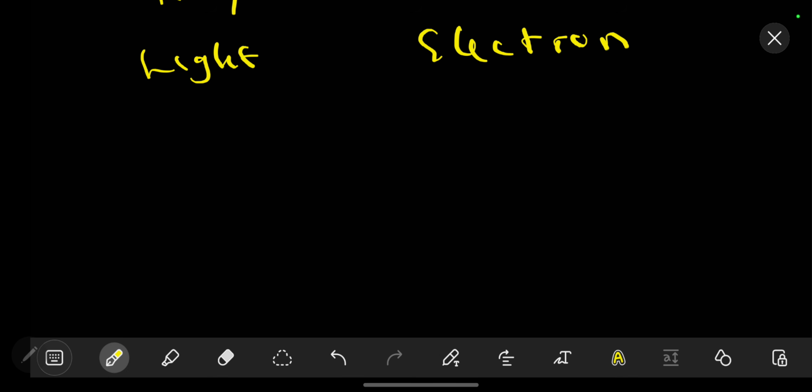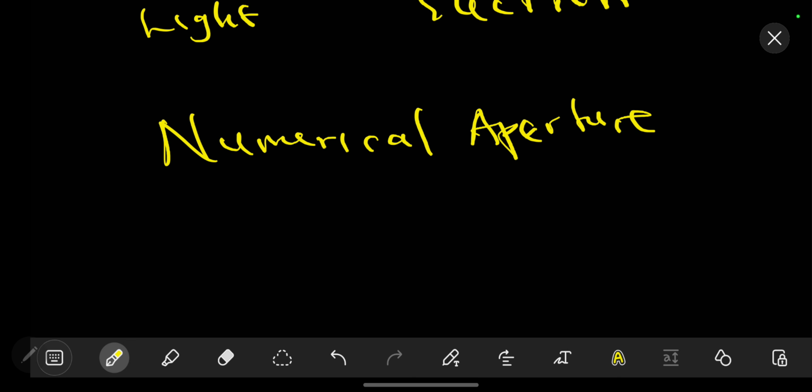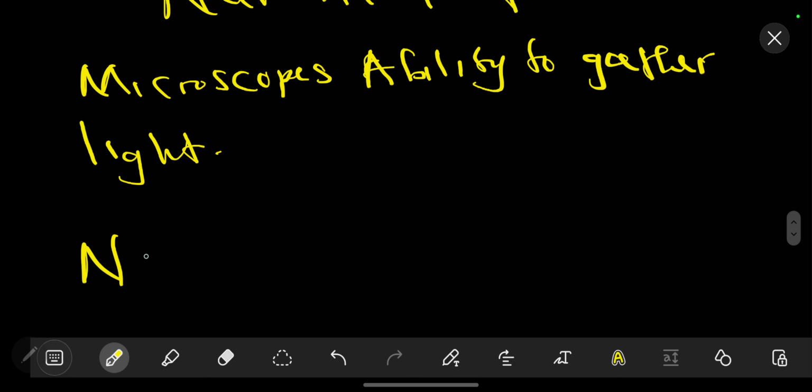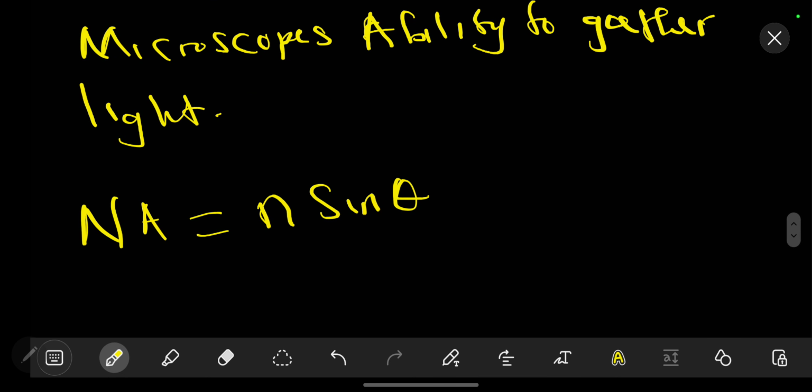Other factors are what we call numerical aperture. So numerical aperture is simply defined as the microscope's ability to gather light. Therefore, the numerical aperture, simplified as NA, is given by the formula N sine theta, where N is the refractive index and theta is the angle. So this is how we find the numerical aperture.